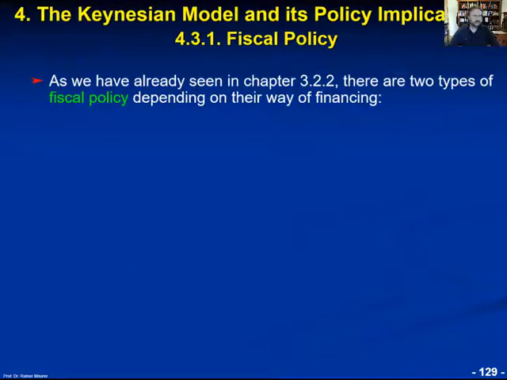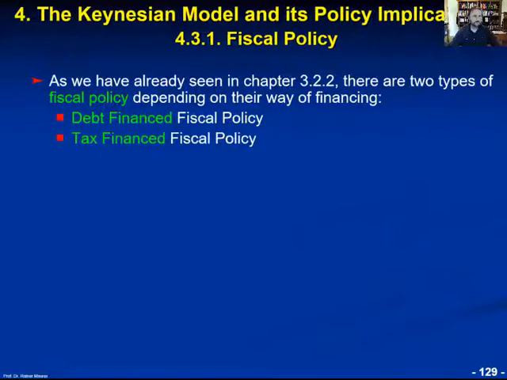As we have already seen in chapter 3.2.2, where we analyzed the neoclassical theory, there are two types of fiscal policy depending on their way of financing: debt-financed fiscal policy and tax-financed fiscal policy.